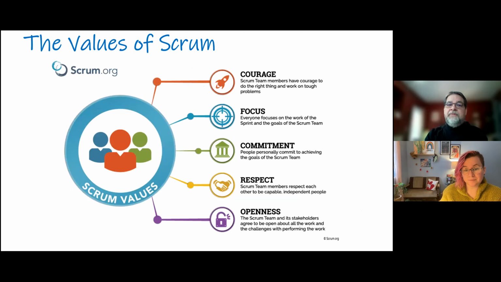So there's some values of Scrum, and this is something everyone could understand. But the top one is courage. It's about doing the right thing, working on tough problems, having the courage to overcome your feeling of being overwhelmed or fear of not knowing. And in the graduate student world, there's a whole lot you don't know. In fact, it's like everything.